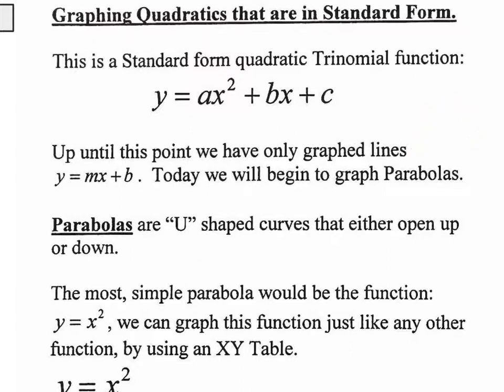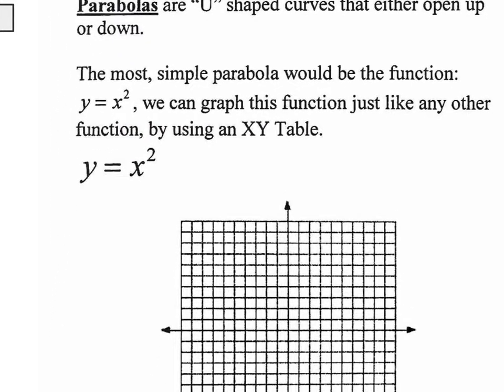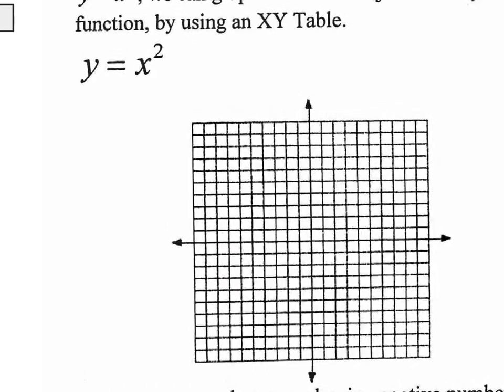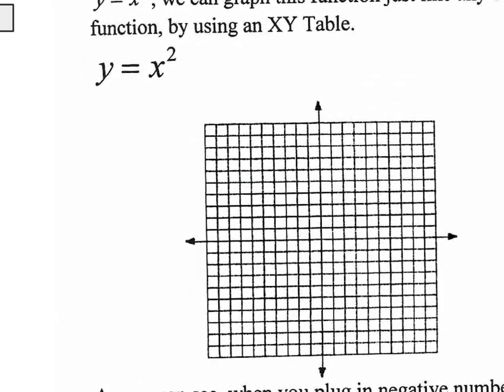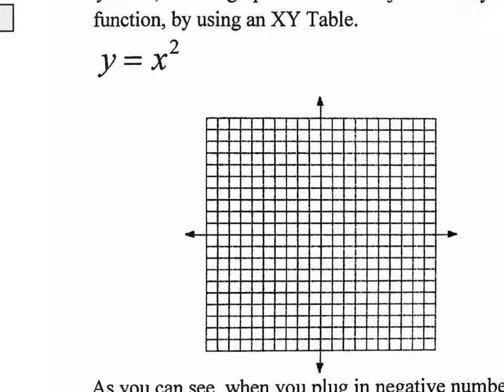The most simple type of parabola would be the function y equals x squared. We can graph this function just like any other function by using an input-output table, an xy table. So we're going to graph the easiest parabola there is. And actually this parabola is called the parent graph. But for right now, let's do what we would normally do to graph any type of function. Let's do a quick input-output table. Everybody do an xy table right here. And let's plug in some easy numbers.